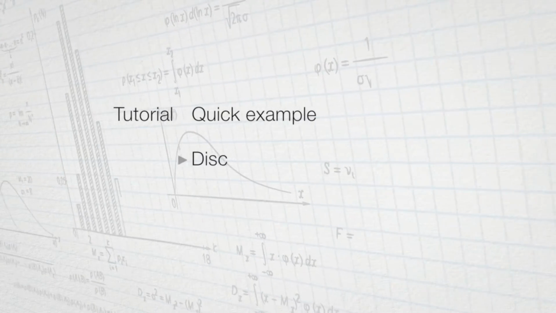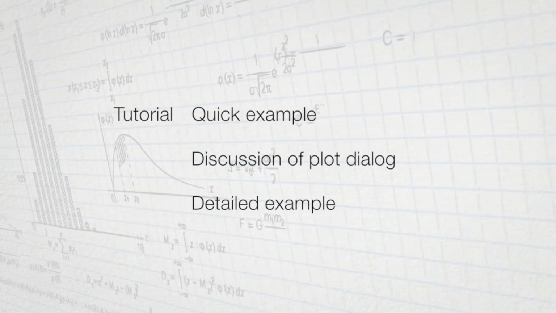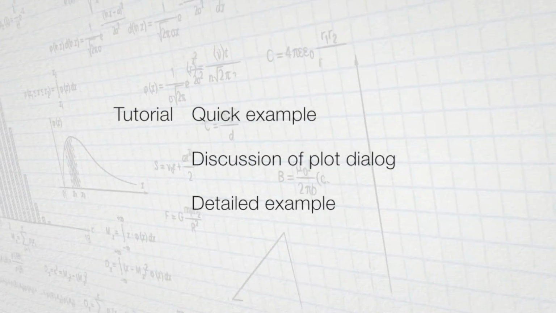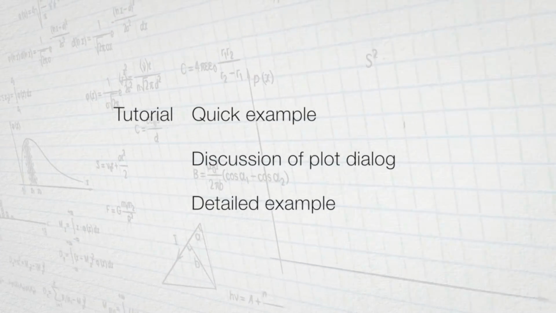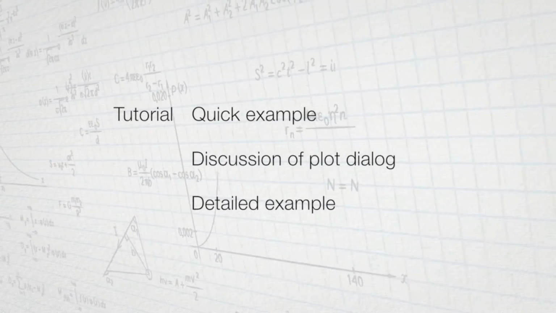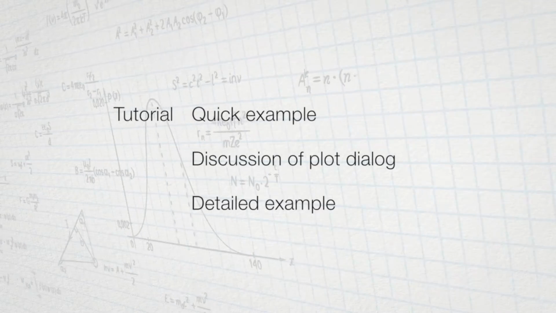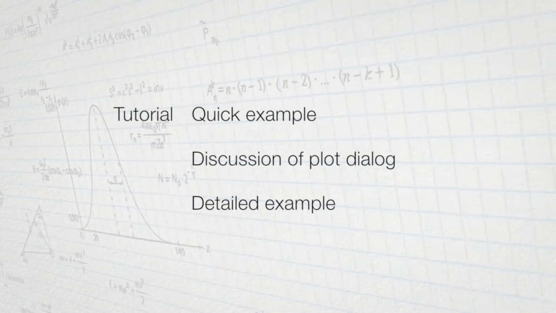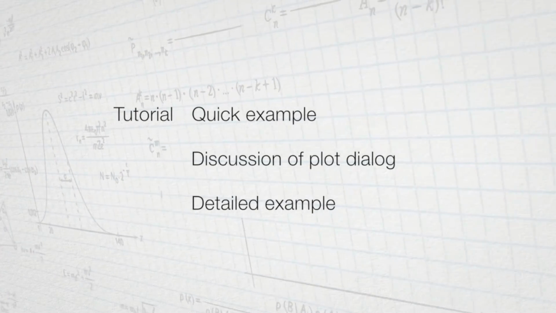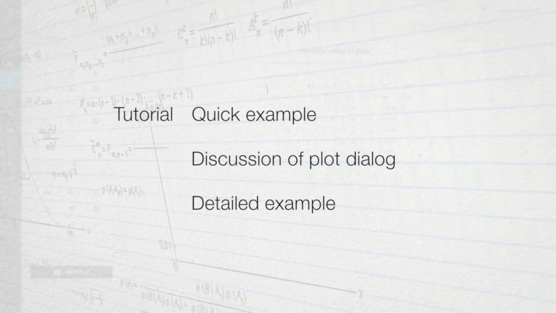So for this tutorial, we're going to jump into a quick example and explain what a bubble chart is. Then we're going to have a discussion of the plot dialog for this item and show what's available to you. And then we're going to give a quick detailed example of all the things you can do with the bubble chart. So let's go ahead and jump into one of our test documents.